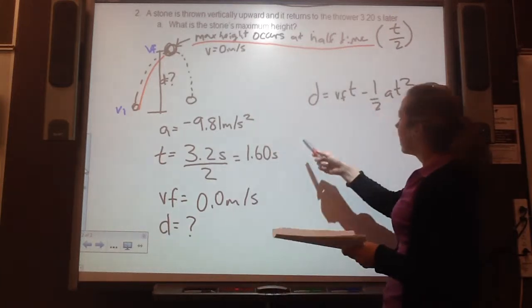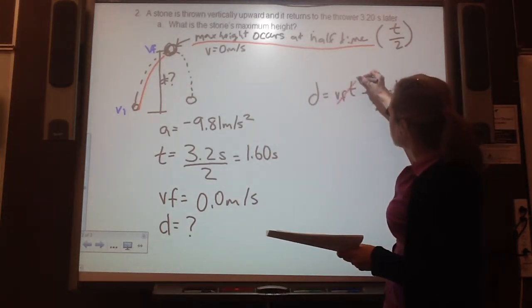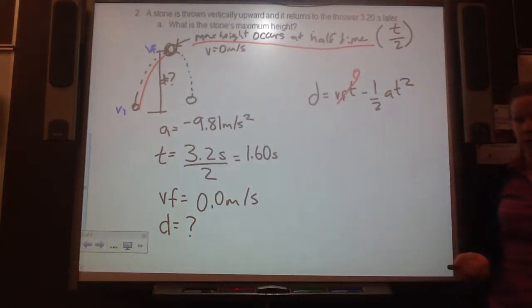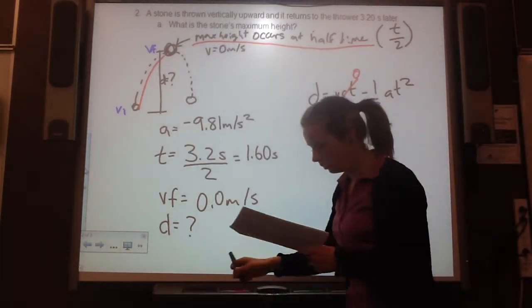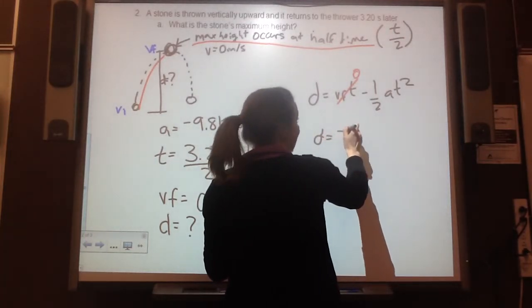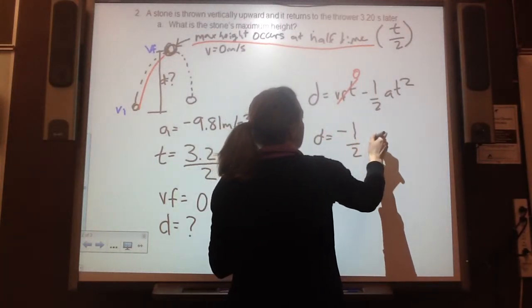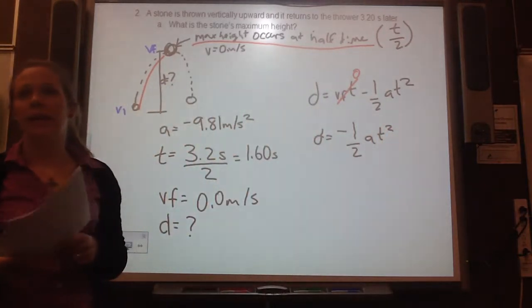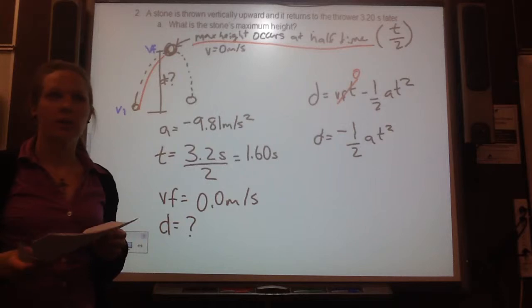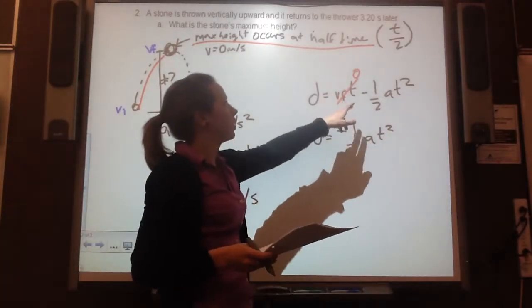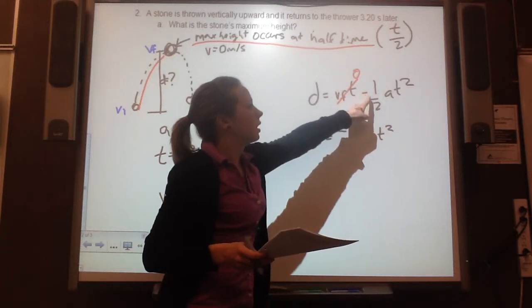Since I know my vf is 0, I can cross this part of my formula out, because whatever I multiply by 0 is going to be 0. So now I have d is equal to negative half a t squared. Make sure that you don't just let that negative disappear into space. It's super important. Even though I took this out of the equation, right here is still a negative.